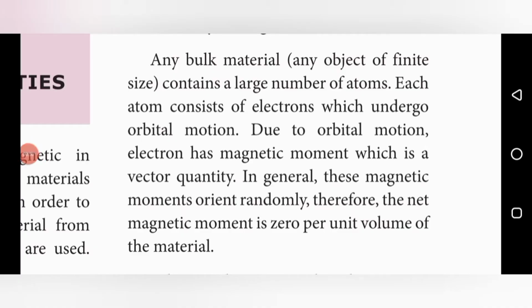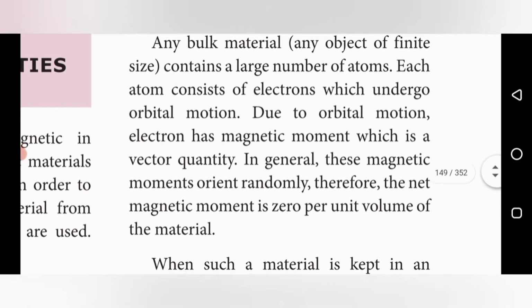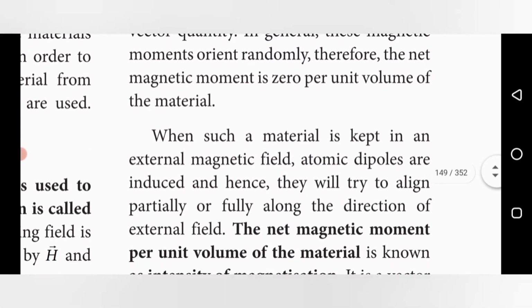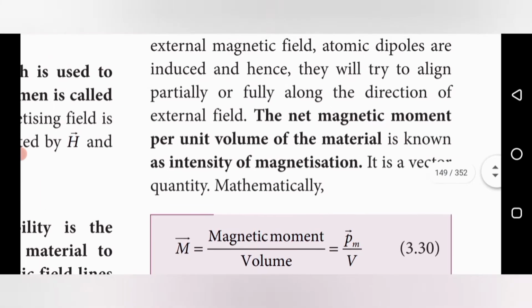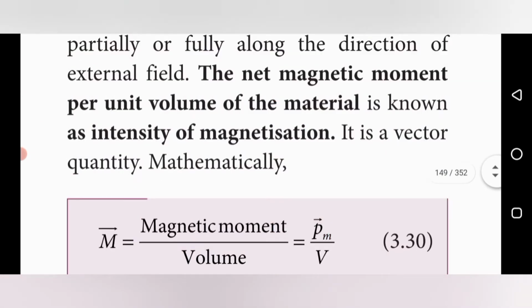when the material contains atoms, each atom consists of electrons. The electrons undergo orbital motion, and due to this motion it has a magnetic moment. That magnetic moment is considered as the transfer of energy here. The net magnetic moment is 0 for random movements. According to this, the statement is: the net magnetic moment per unit volume of a material is known as intensity of magnetization.